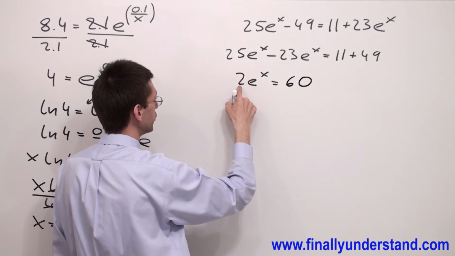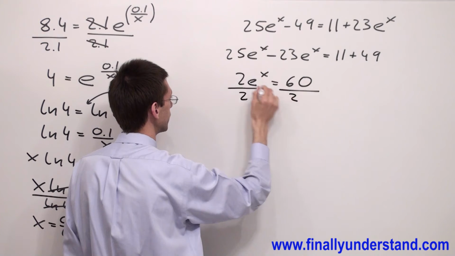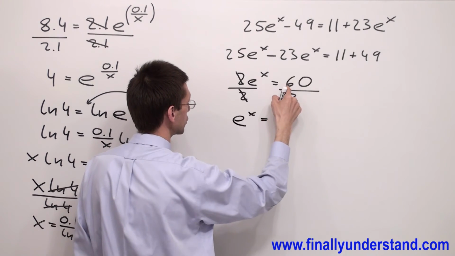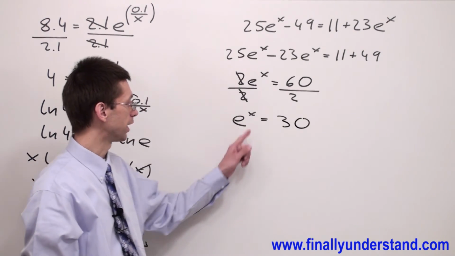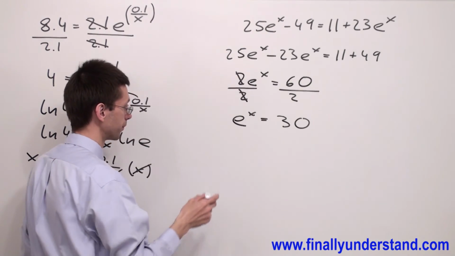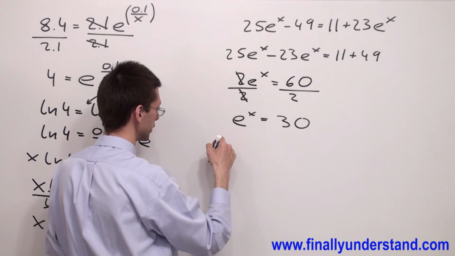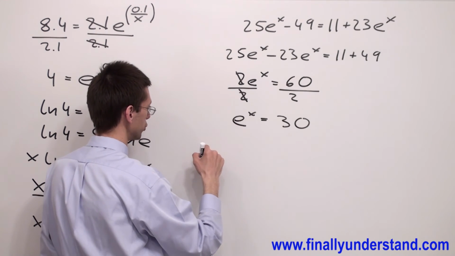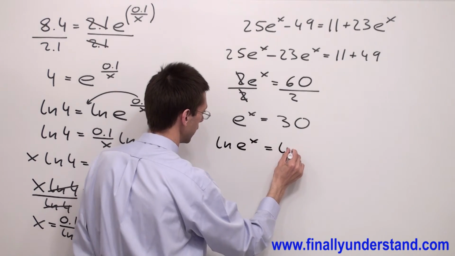Next, I have to eliminate the coefficient which is next to e by dividing both sides of the equation by 2. 2 and 2 will cancel out. I have e to x equals 60 divided by 2 is equal 30. In order to find value of x, I have to apply the natural log to both sides of the equation. Why natural? Because of natural log of e is equal 1. That's why I have to apply the natural log. Anytime you are going to see e, you're supposed to use natural log. So I have ln e to x equals ln 30.